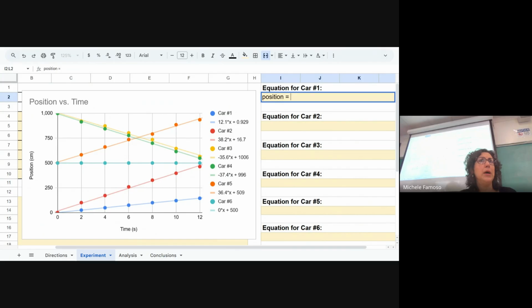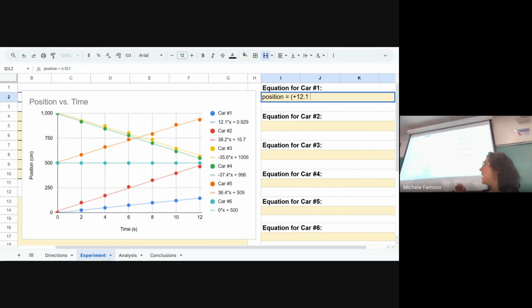Now, m. What does m stand for? Slope. We're going to put this in parentheses. Now, the value doesn't have a sign in front of it. We need a sign. You're going to learn in about 3 minutes what the sign means in physics. What's the sign for the slope for car 1? Positive. So please put the positive sign. Then we follow by the number 12.1.